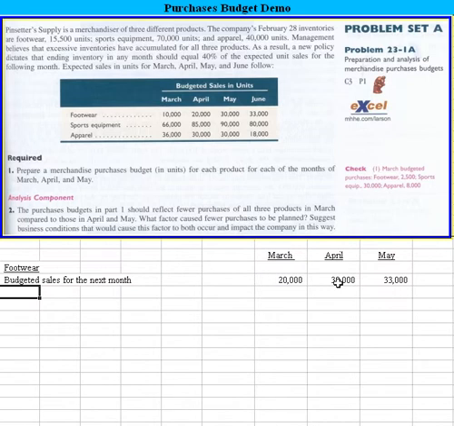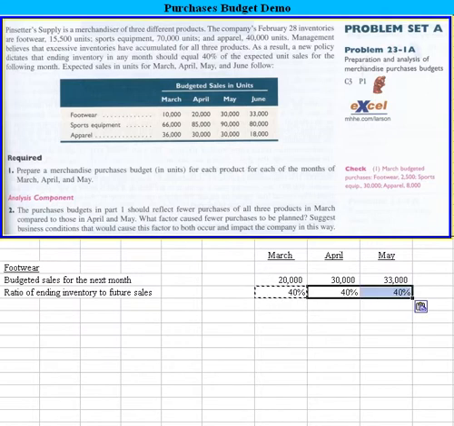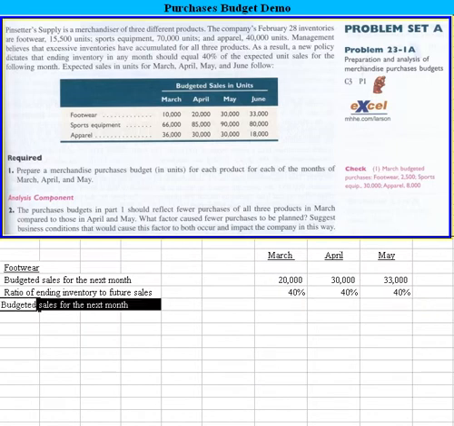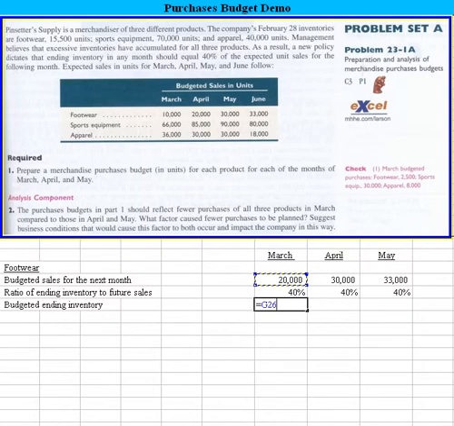Then we have to abide by management's new policy, which we need the ratio of ending inventory to future sales. And we've been told that has to be 40% now in every month. Let me change that format to a percent. Copy over here. So that with just that information, we can come up with budgeted ending inventory. Right? We just simply multiply the 20,000 units, or the sales for the subsequent month, times the ending inventory ratio.